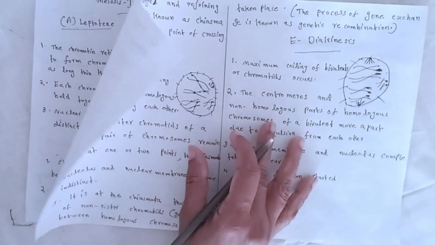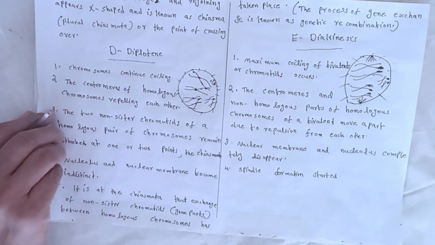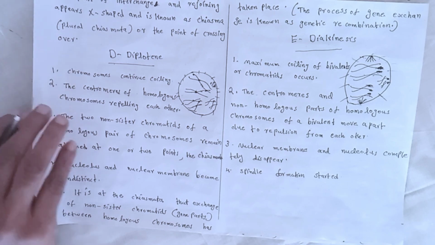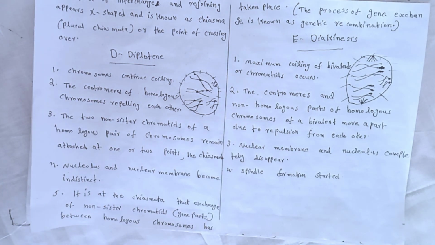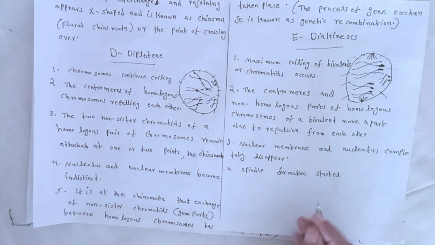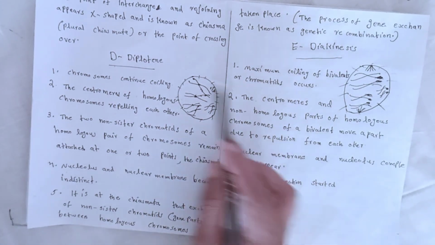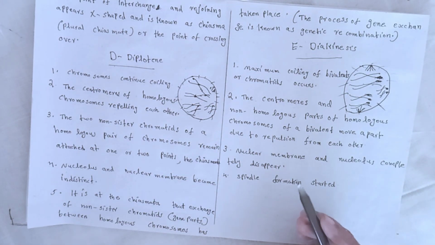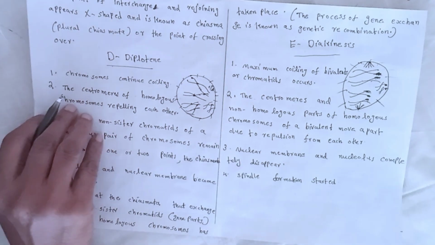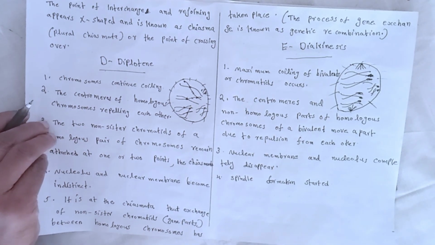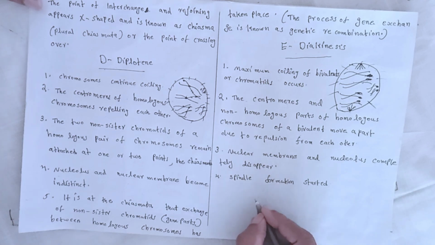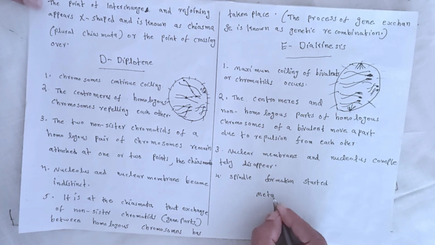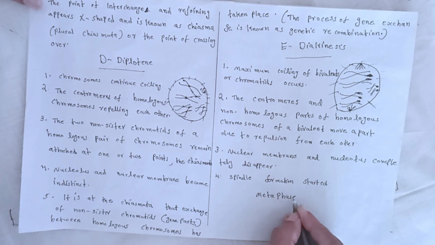Now we complete the 5 steps of prophase 1. Next, metaphase 1. The next step of meiosis 1 is metaphase 1.